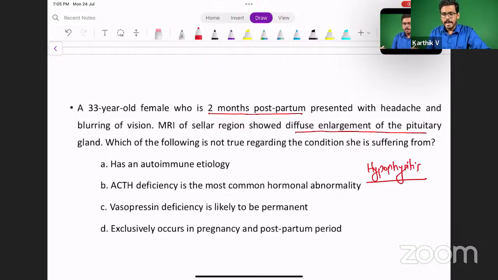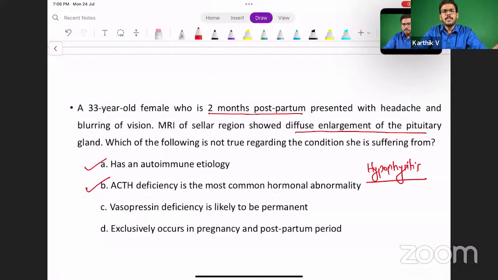First option, it has an autoimmune etiology. It is actually a true option. Second, ACTH deficiency is the most common hormonal abnormality. By and large, it is ACTH, but there are certain reports which have indicated that gonadotropins or even TSH could be the most commonly involved. But the majority of the literature points to the fact that ACTH is the most common hormonal abnormality. That again is a true statement.